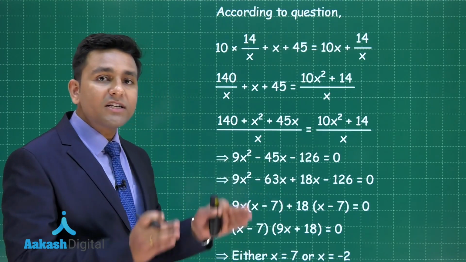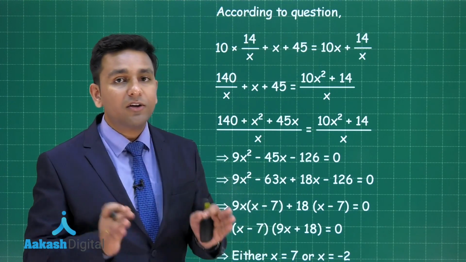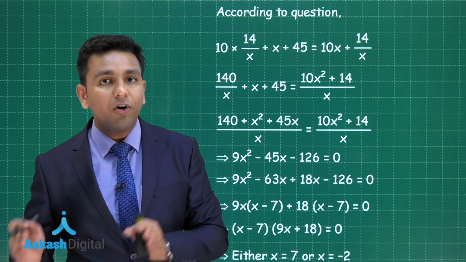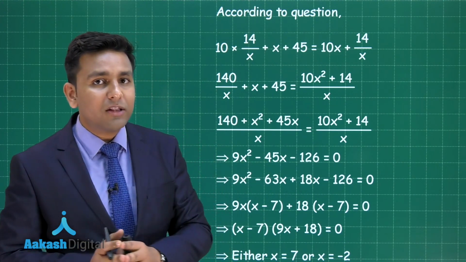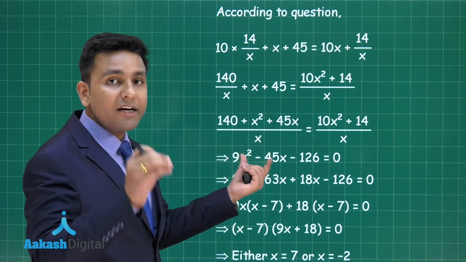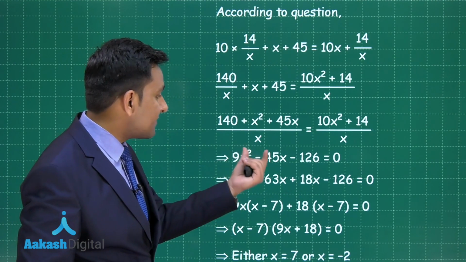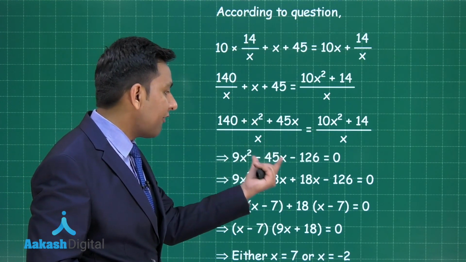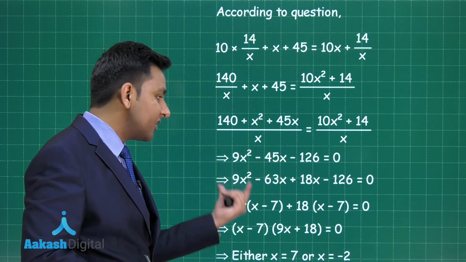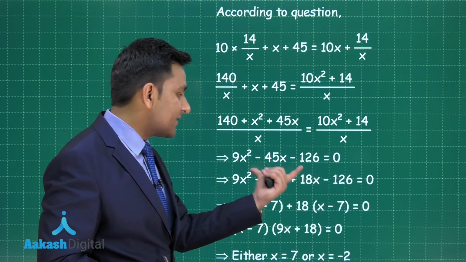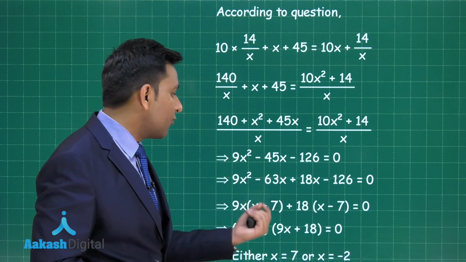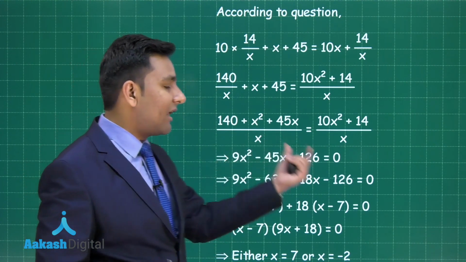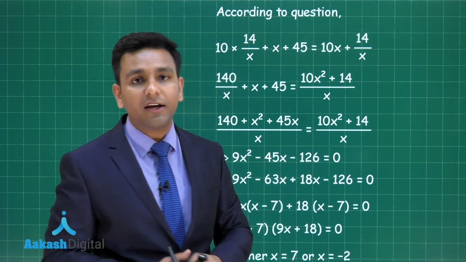Friends, you can solve this quadratic equation either using the middle term splitting method or using the quadratic formula. Here we are going to solve this by using the middle term splitting method. So we have split this term minus 45x as minus 63x plus 18x. The sum total is minus 45x, and the product of these two terms is equal to the product of the first and the last term of the given quadratic equation.